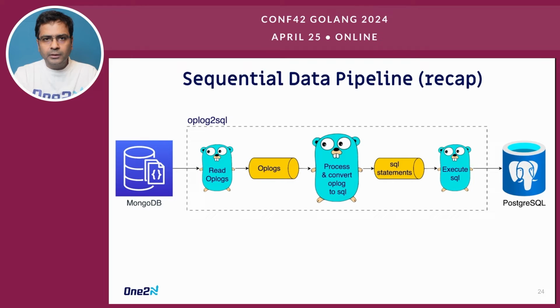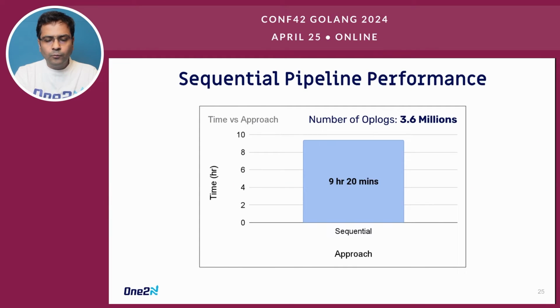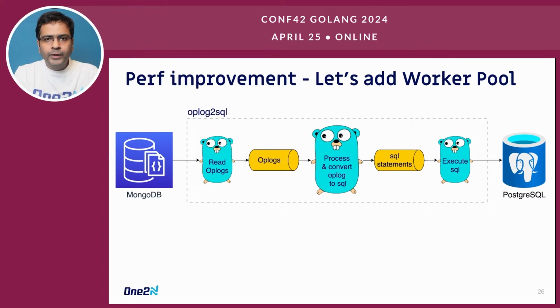So here is what our pipeline looks like. Let's say we run this pipeline, right? For about 3.6 million records, I ran this pipeline on my MacBook with basic specs. It ran for about 9 hours, 20 minutes. So let's think about how we can improve the performance of the system.